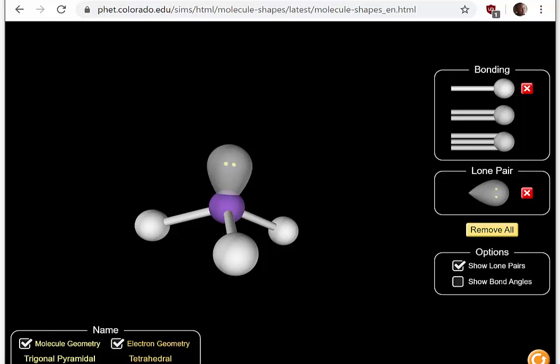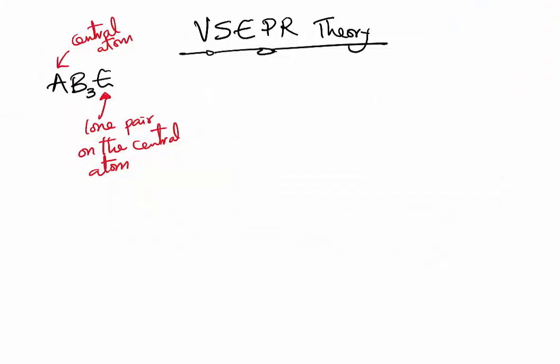However, electrons are actually not atoms. So what will be the molecular geometry? On this model, the molecular geometry is labeled as trigonal pyramidal. Why is it so? Let us draw the structure of the molecule to understand why that is the case. A is the central atom. It has a lone pair on it. And we have 3 outer atoms.